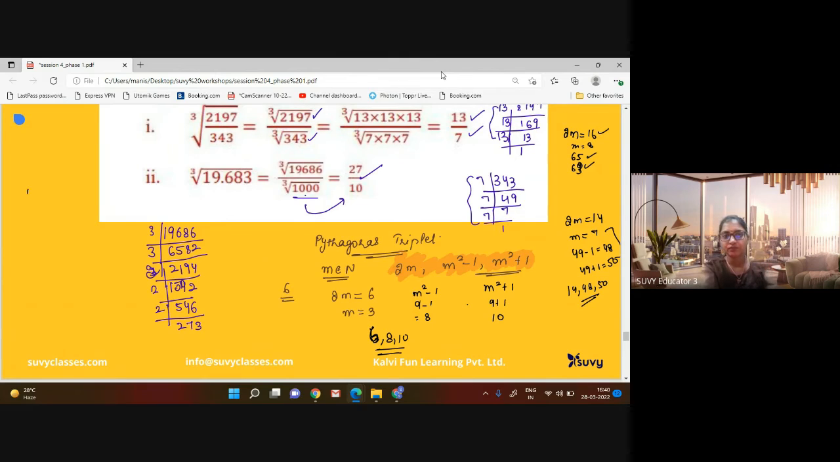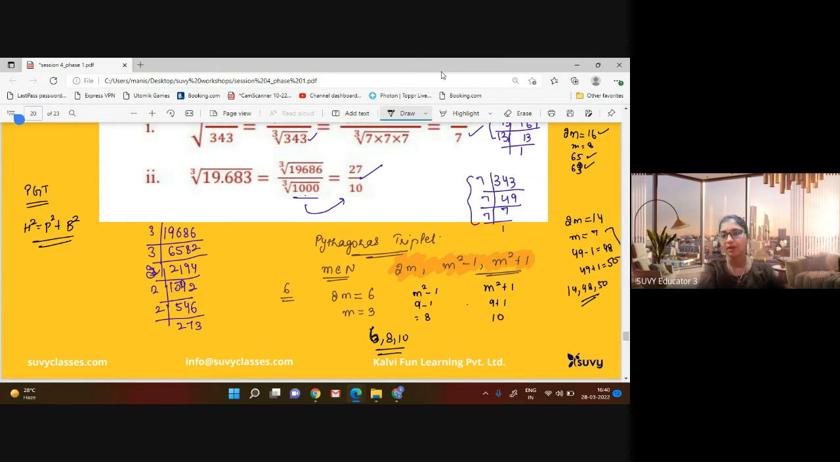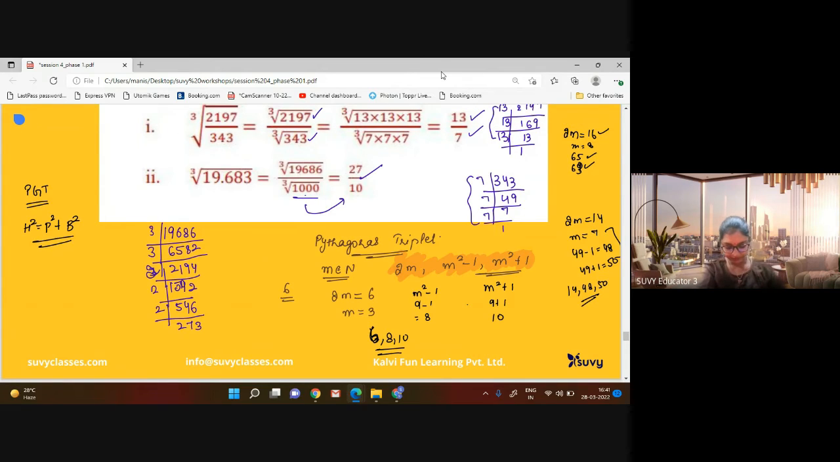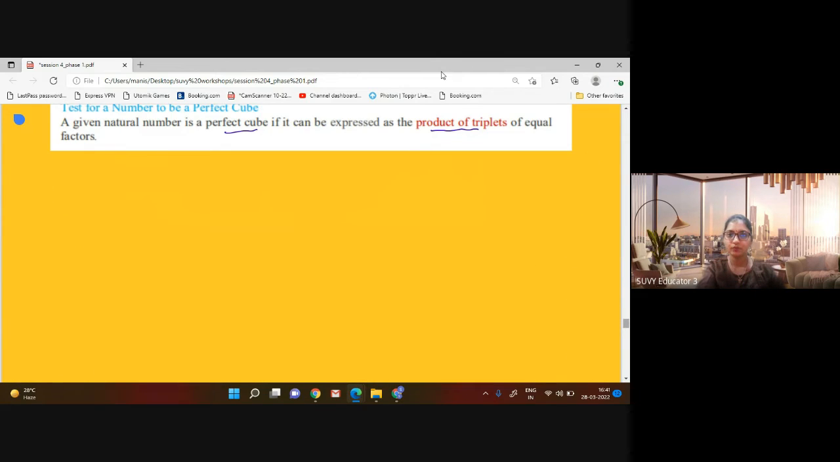So everyone knows what the Pythagoras theorem is. That is, hypotenuse square is equal to perpendicular square plus base square. The largest side from the three numbers is called the hypotenuse. Is it clear? Any doubt? Any confusion till here? Any query? Okay, perfect.